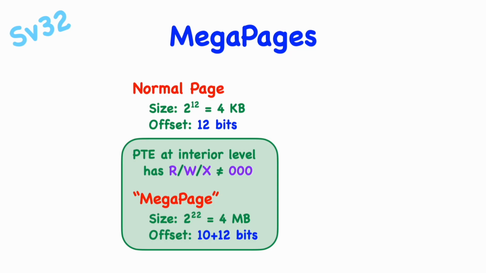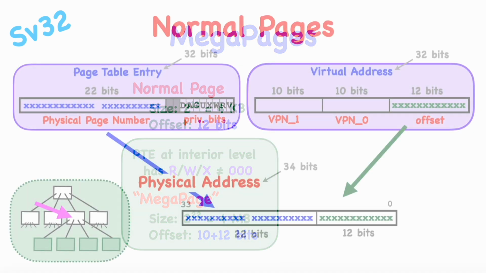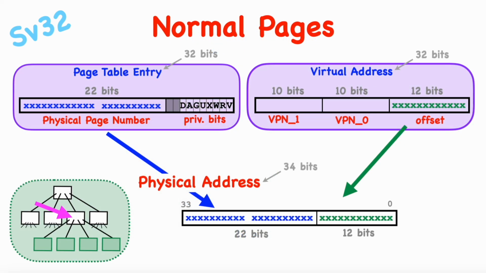Any page table entry with the readable, writable, or executable bit set would be a leaf page table entry. With Sv32, megapages are 4 megabytes in size. Since 2 to the 22nd is 4 million, a 22-bit offset is used to index into a megapage. Here's a diagram showing what happens with normal pages in the Sv32 scheme.